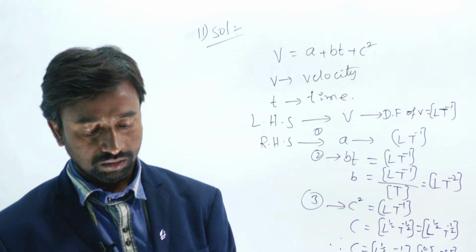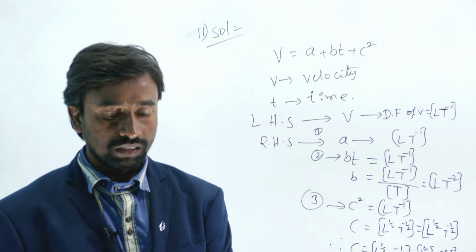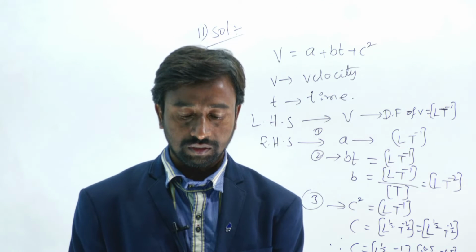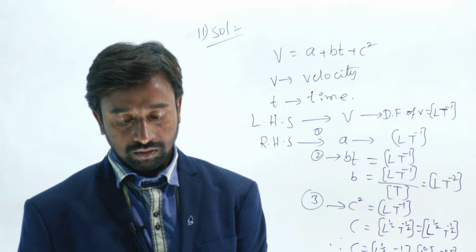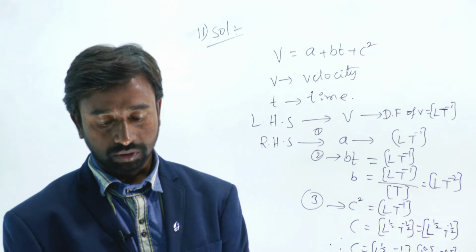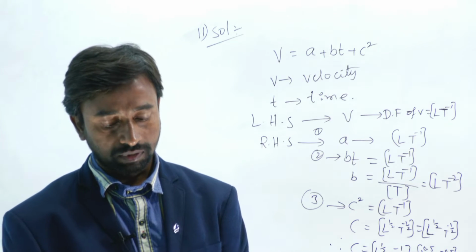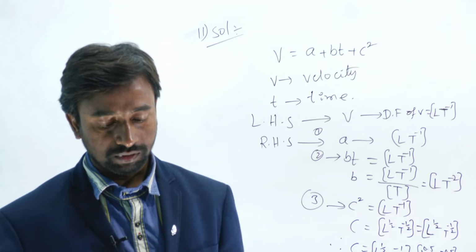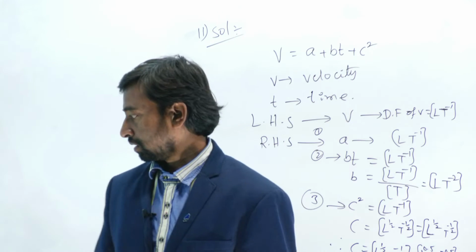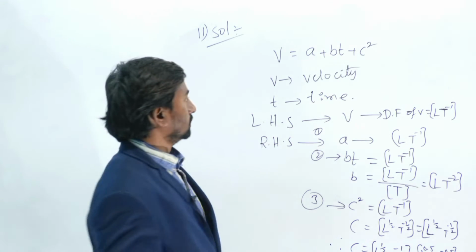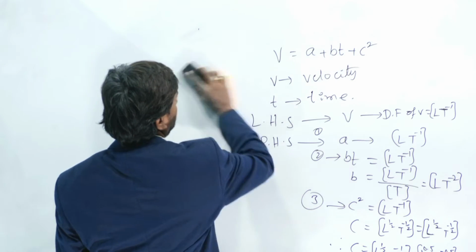Next question, the 12th one. The velocity of a particle is given in terms of t by the equation v = at + b/(t + c). Find the dimensional formula for b.